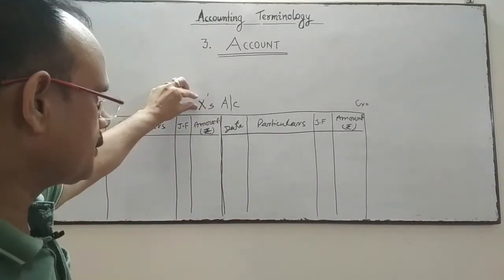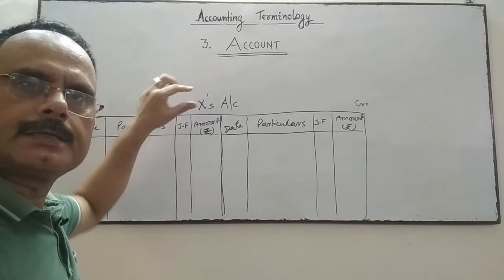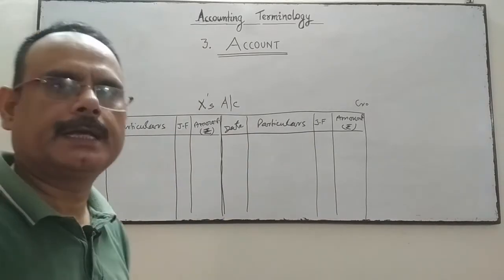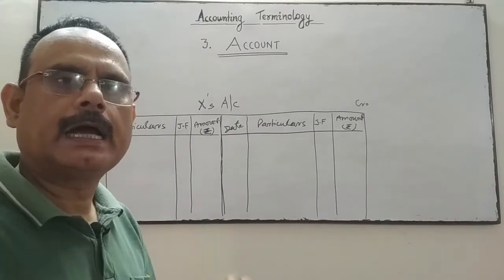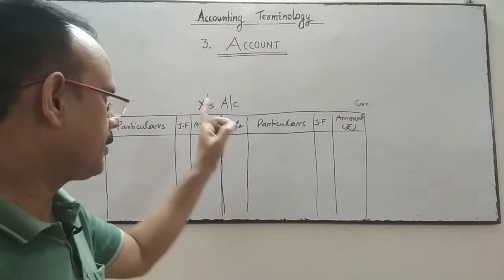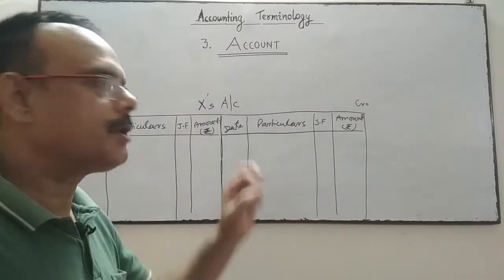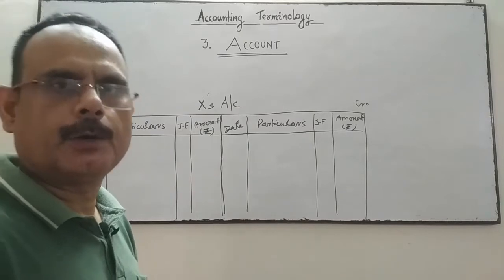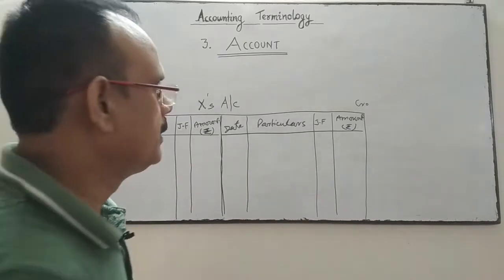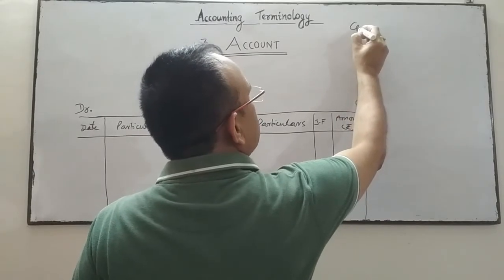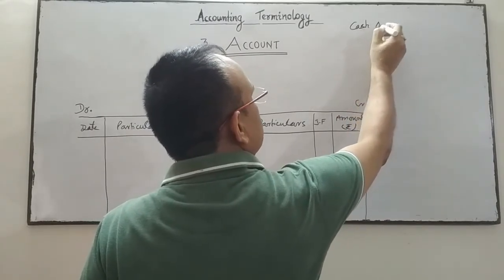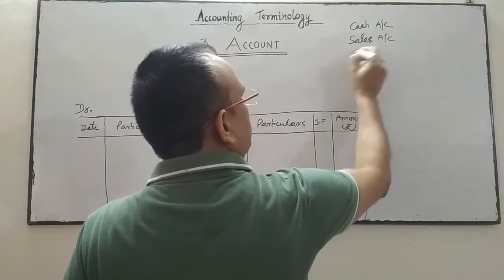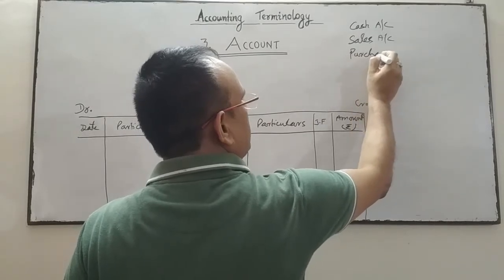So all the information of X, transactions done with X, will be shown at one particular place, then it is known as ledger of X. You can say it is an account of X. Similarly, so many ledgers we prepare in our books of accounts. For instance, all the information regarding cash at one place, then it is called cash account. Sales, then sales account. Purchase, then purchase account.